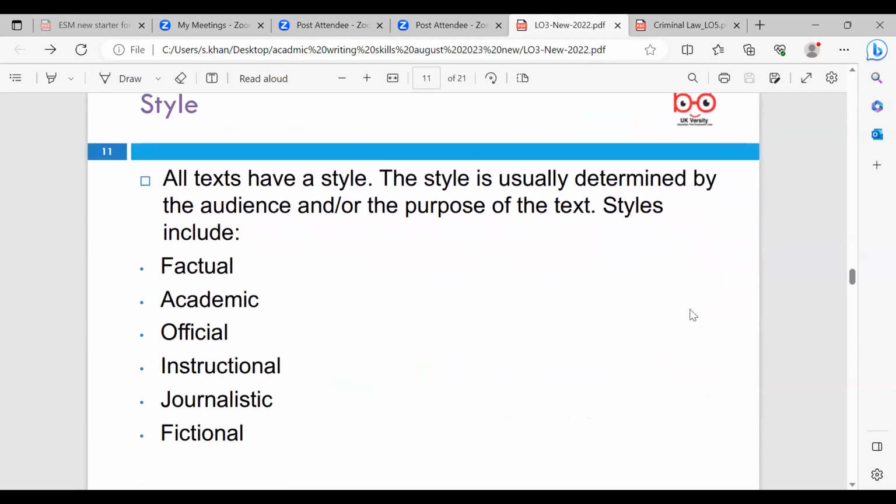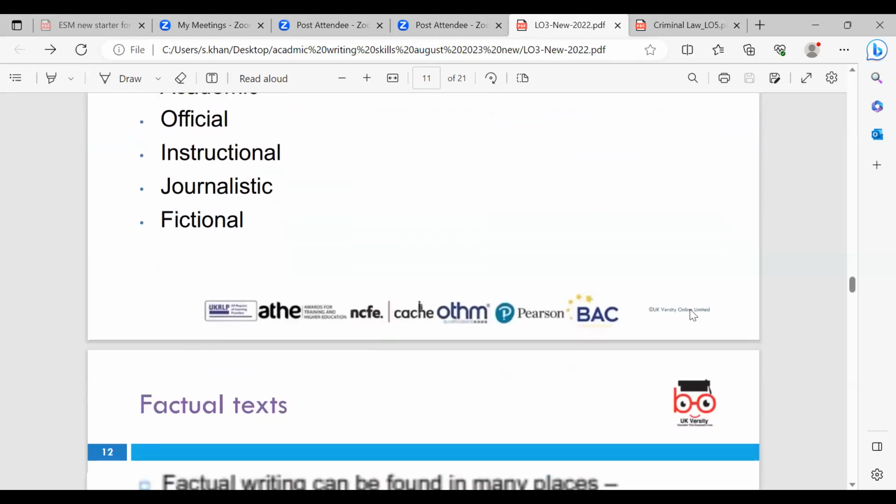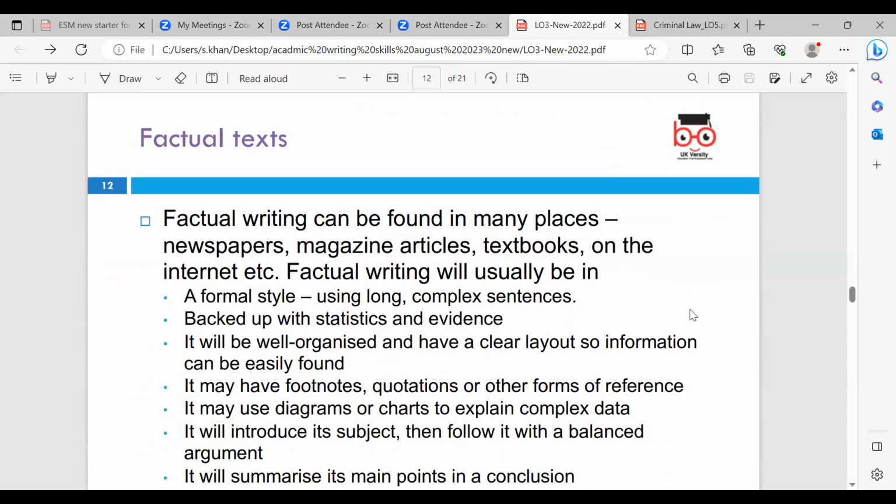The style. So all texts have a style. The style is usually determined by the audience and the purpose of the text. Styles include factual, academic writing, official writing, instructional, journalistic, and fictional. These are different styles that are used. We're going to go through each one so you've got an example.